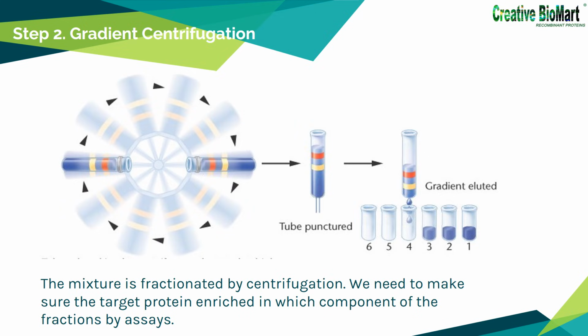After that step, the mixture is fractionated by centrifugation. Here, we need to make some trials or depend on previous experience to make sure in which component of the fractions the target protein is enriched. The differential centrifugation yields a dense pellet of heavy material at the bottom of the centrifuge tube, and a lighter supernatant above. Then the supernatant is again centrifuged at a greater force to yield yet another pellet and supernatant. In the centrifugation process, the mixture yields several fractions of decreasing density, each still containing hundreds of different proteins, which are subsequently assayed for further purification.